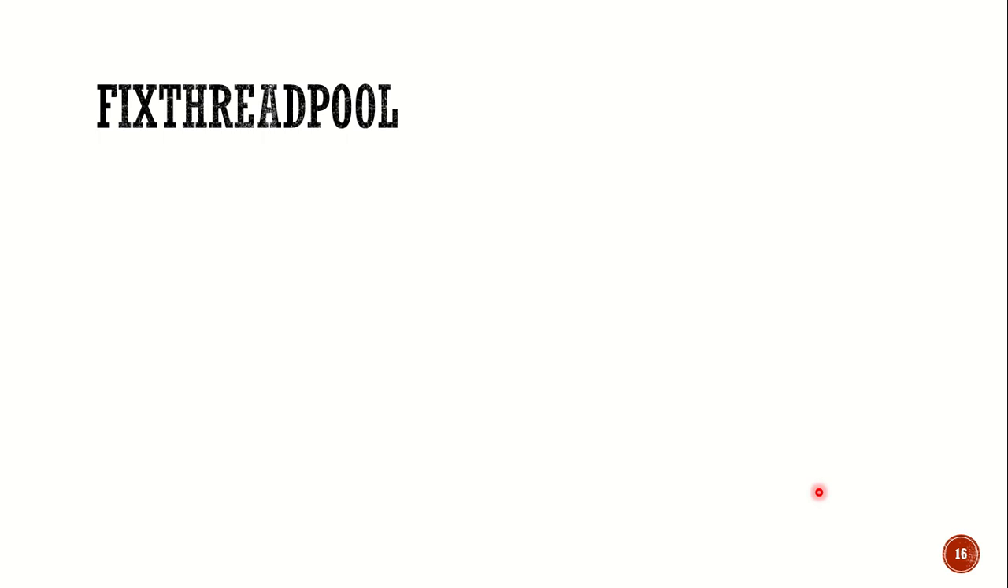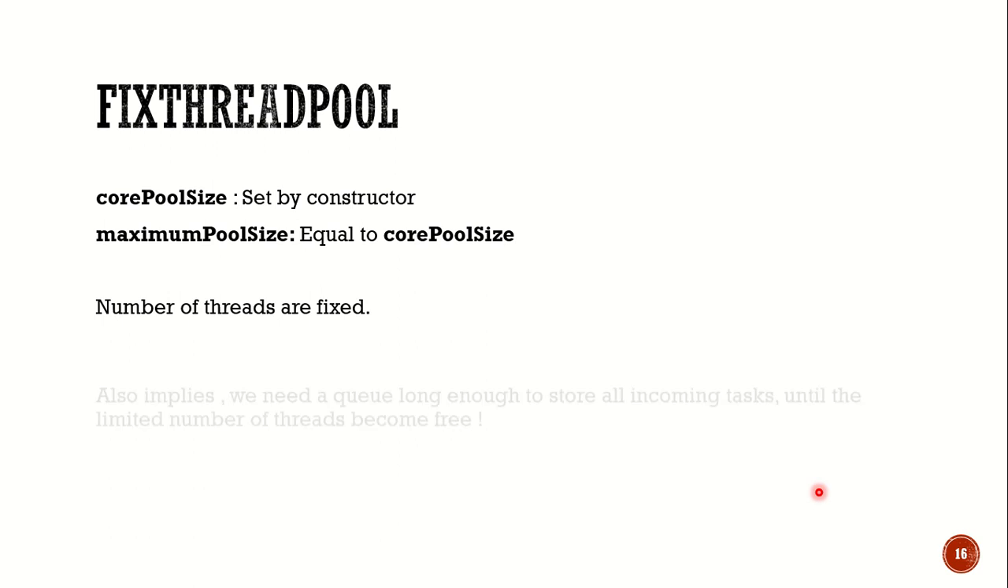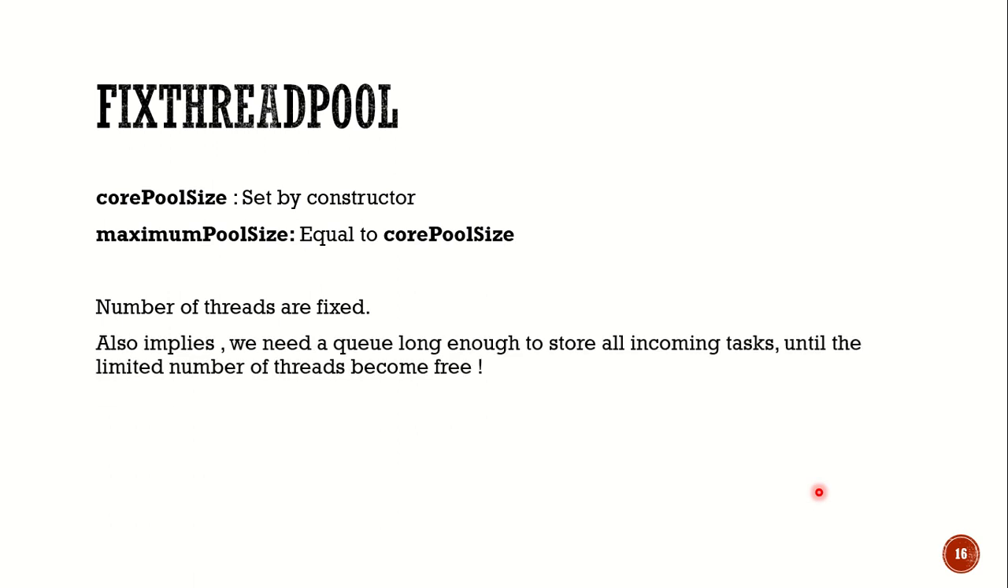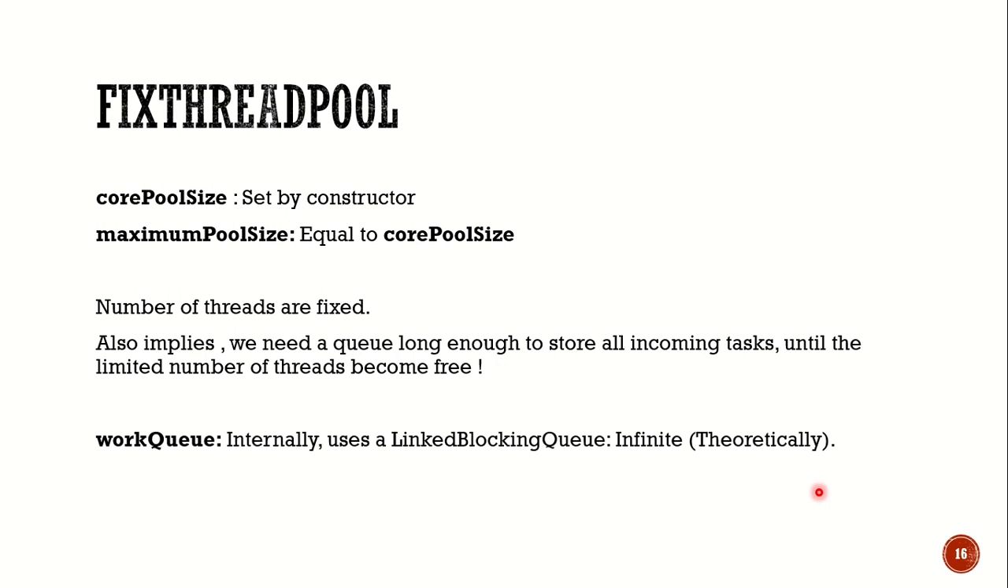What is fixed thread pool and how does it work? Its core pool size is set by the constructor, and interestingly, its maximum pool size is also equal to core pool size. So kindly pause the video here and think about this implication. What does it imply? It implies that the number of threads is fixed. Now what does that imply? When the number of threads is fixed, we need a queue which is long enough to store all incoming tasks until the limited number of threads become free. So what do we have in such a case? Java has given us a linked blocking queue which is theoretically infinite.